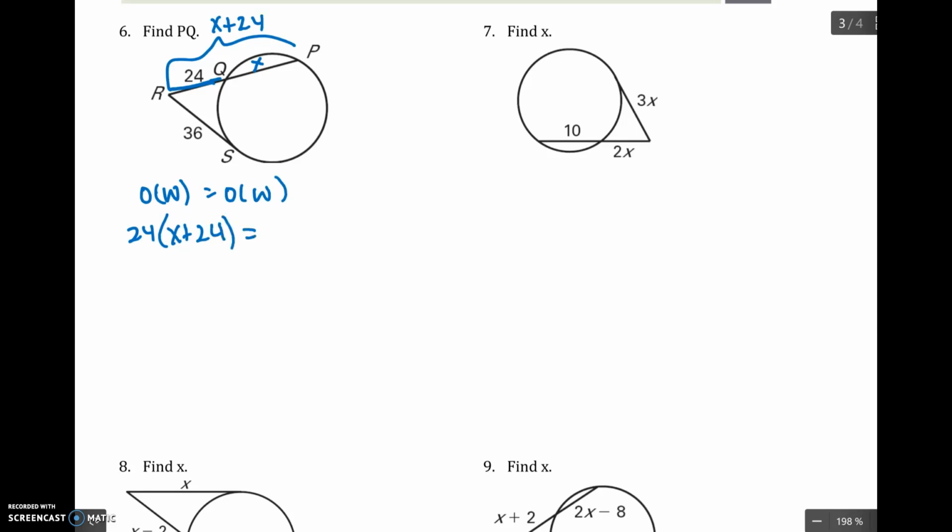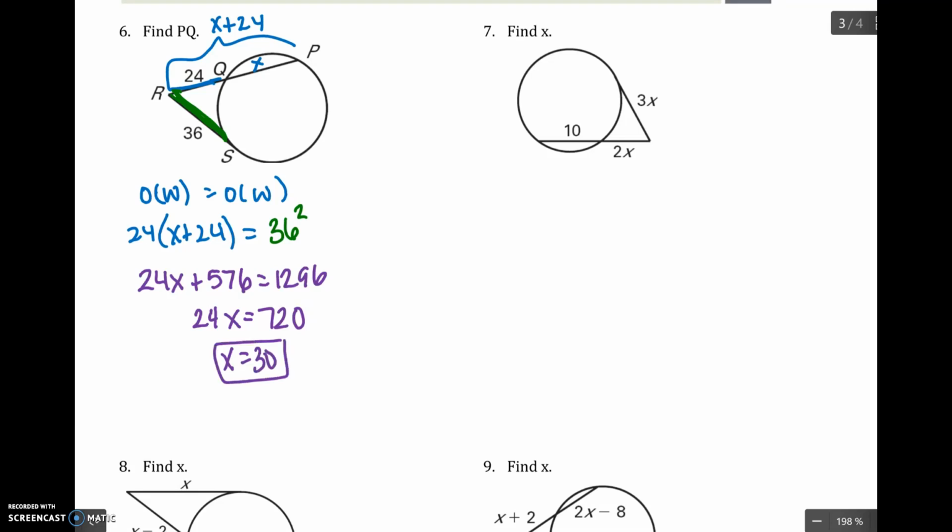And then on the bottom, the outside portion is 36. The whole thing is also 36 because it's a tangent. So we're doing 36 times 36, or 36 squared. And then we can distribute. 24x plus 576 equals 1296. And subtract your 576 from both sides. And then divide by 24 and you get 30.